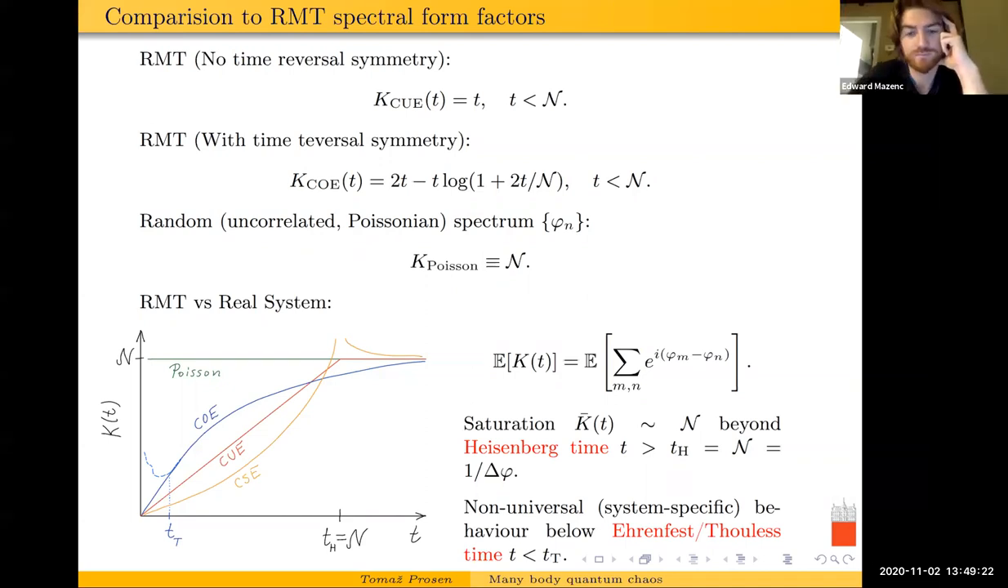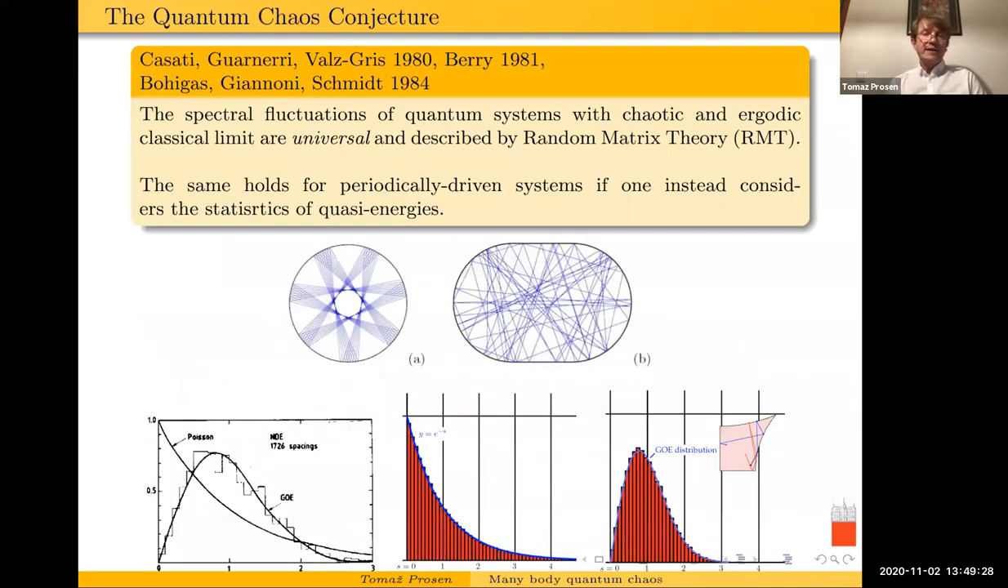Great, thank you. So that's what random matrix theory teaches us. Now let's see what some history of quantum chaos would predict for the behavior of the spectral form factor. There is a long history of quantum chaos problems of single particles, single particle dynamical systems. Namely, there is a set of results from the 1980s, which culminated in the so-called Bohigas-Giannoni-Schmit conjecture, saying that spectral fluctuations of quantum systems which are chaotic and ergodic in the classical limit should be universal and described by random matrix theory. So that's the abstract definition of quantum chaos.